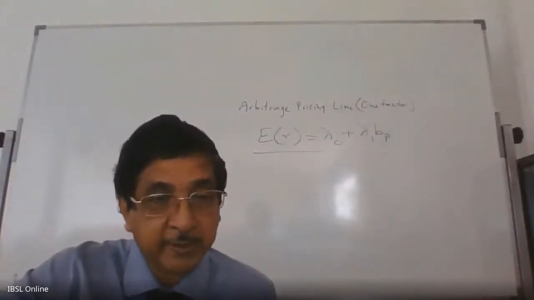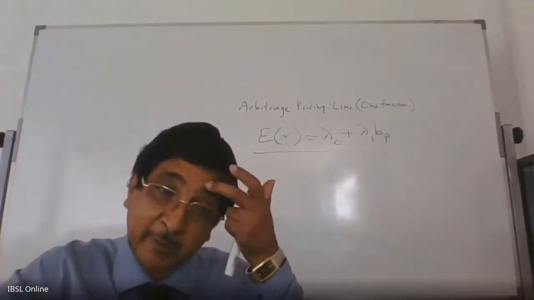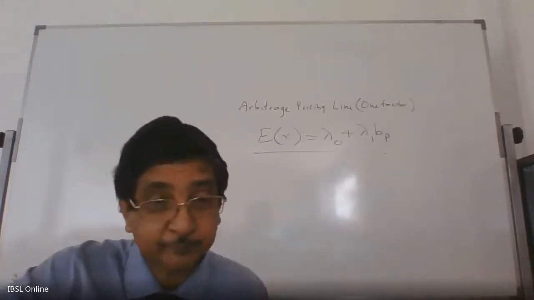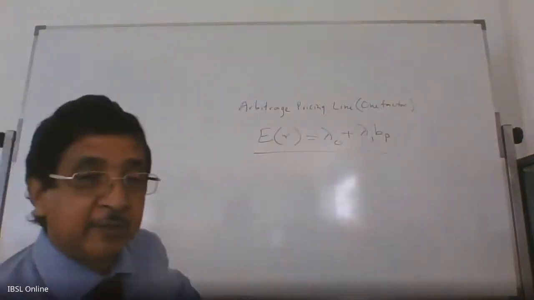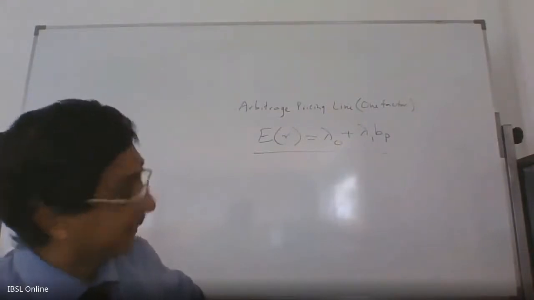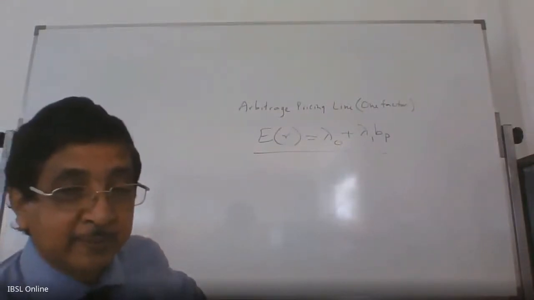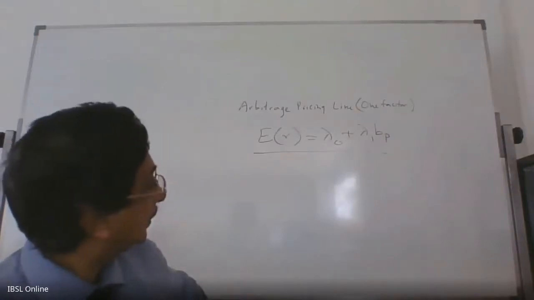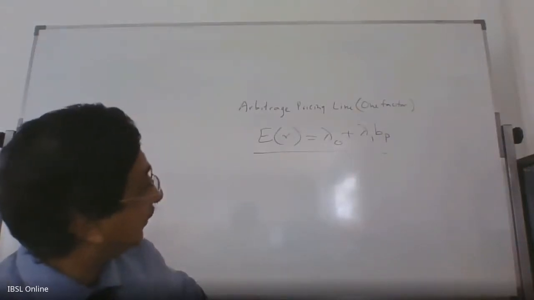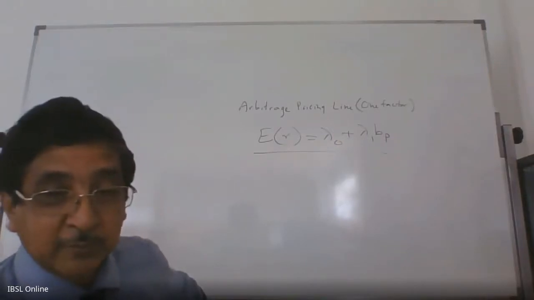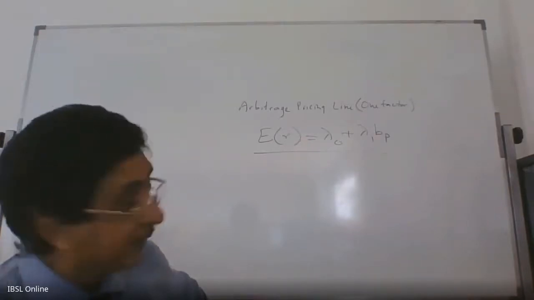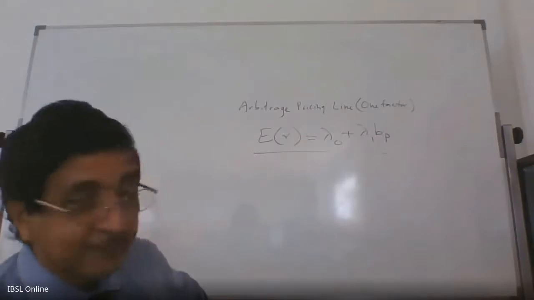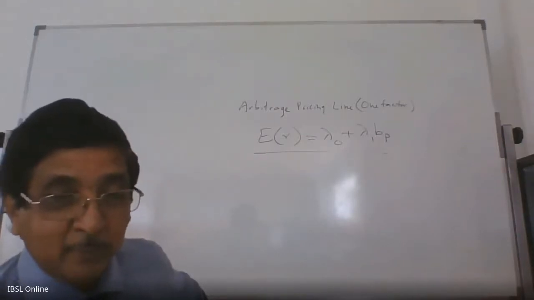Right, now I have written here the equation for the arbitrage pricing line with one factor. So you can read it as ER, expected return, is equal to lambda 0 plus lambda 1 BP. BP is the systematic risk. Lambda 1 is the coefficient. Lambda 0 is also a coefficient. Now, first part talks about the comparison of this arbitrage pricing equation with the capital asset pricing model. I will write the capital asset pricing model also in order to check the similarities.